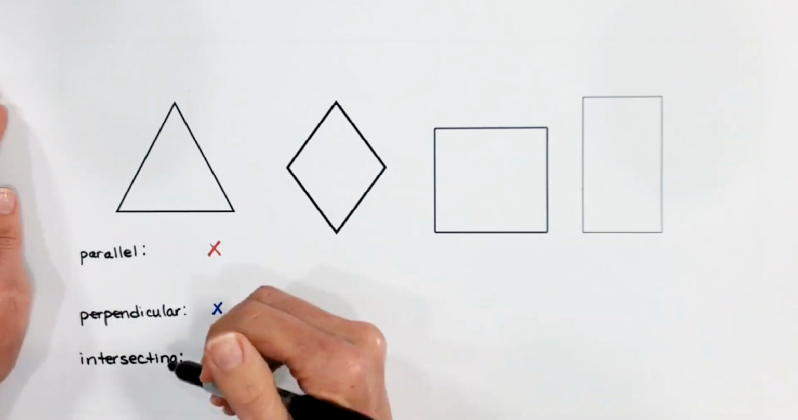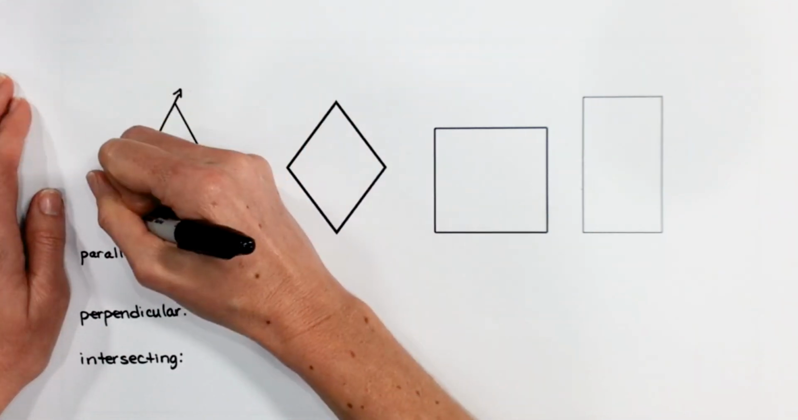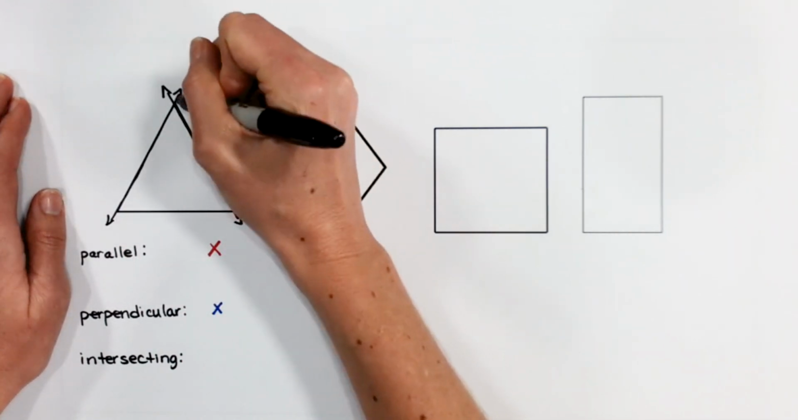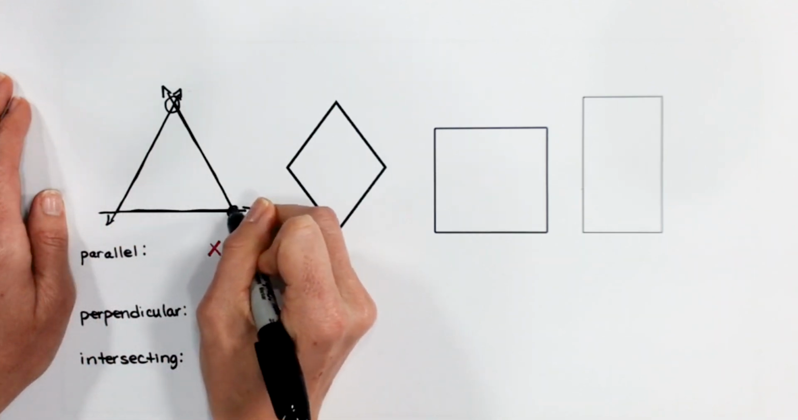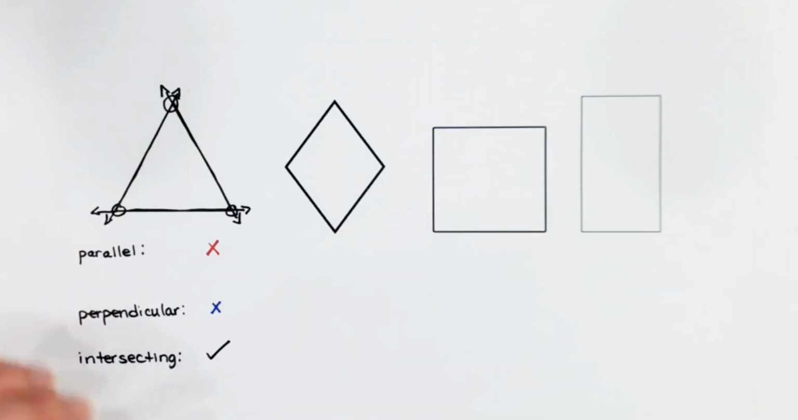Next, let's look for intersecting lines. So I do see that I have lines that are going on forever in opposite directions, and they are intersecting at a point. So in fact, this triangle does have intersecting lines.